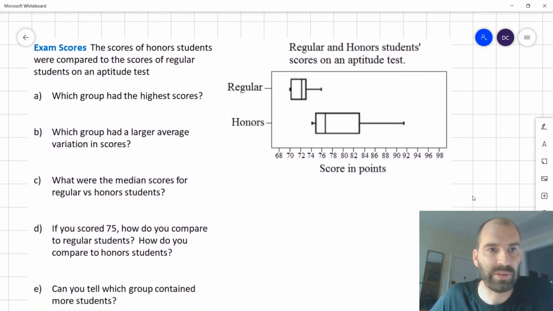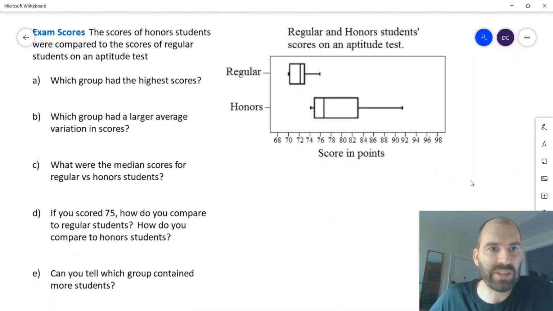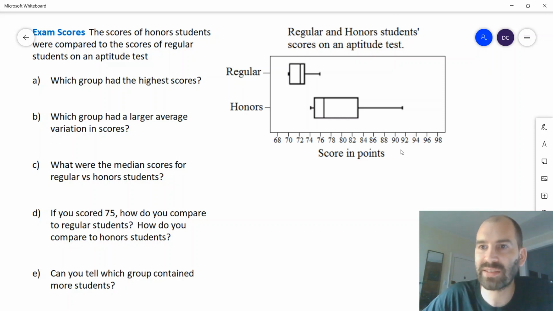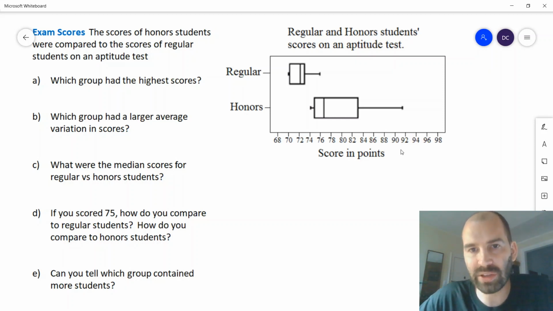Let's look at this guy over here. Here we have exam scores. The scores of honors students were compared to the scores of regular students on an aptitude test. And here we have box plots for those scores. And this is where box plots really shine. This is where they're really useful, when you compare two data sets side by side. Box plots are a really nice way to quickly see the difference between two distributions.